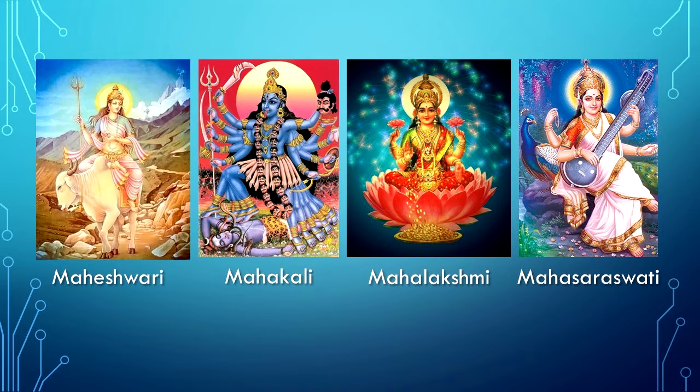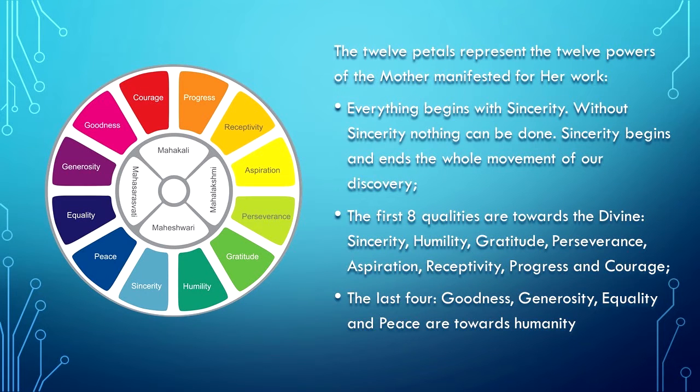I just wanted you to see that it's not only these kind of new goddesses, these are the ancient goddesses of India who are mentioned in the symbol of the mother, who represent these 4 petals. So the 12 petals represent the 12 powers. Now we are coming to the 12 powers of the mother manifested for her work. So they are needed for her work in this manifestation.